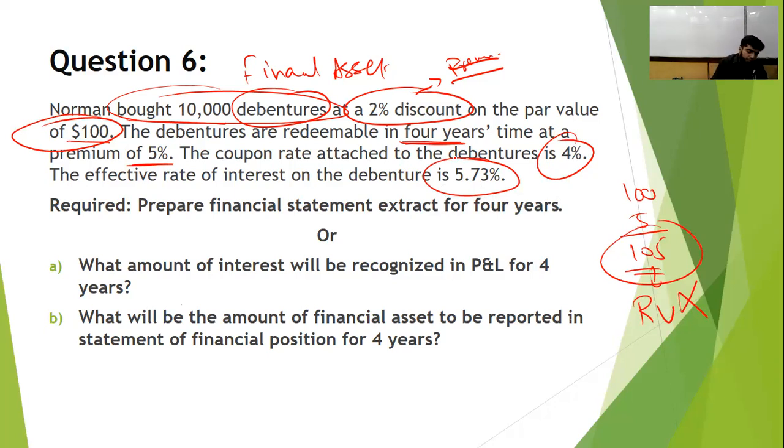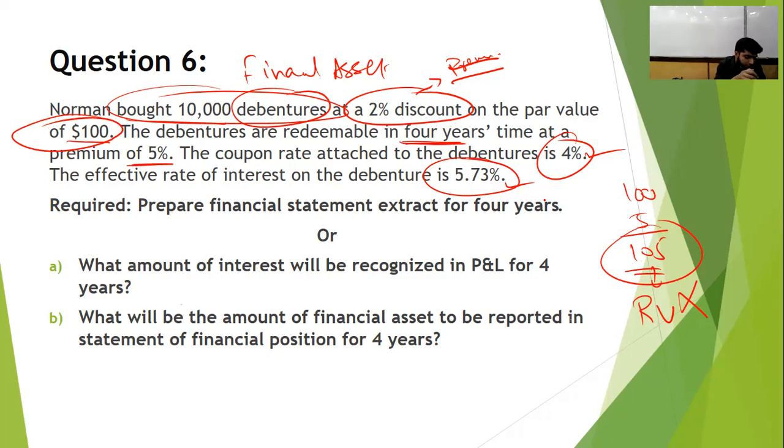You need to identify the coupon rate, that is 4%, and the effective rate is 5.73%. Just memorize and recall the four points. Number one, coupon rate is applied on the par value. You need to memorize this one. Coupon rate is the amount of interest or the cash received. Effective rate is applied on the invested amount, and the fourth point is, effective rate is the amount that is actually earned, that is the interest actually earned. Okay, we will have a discussion on this one.